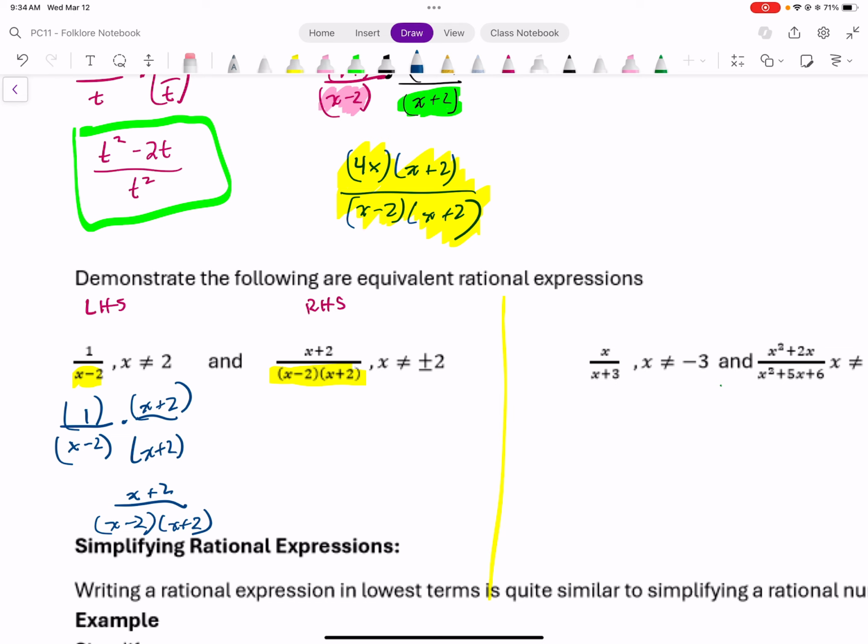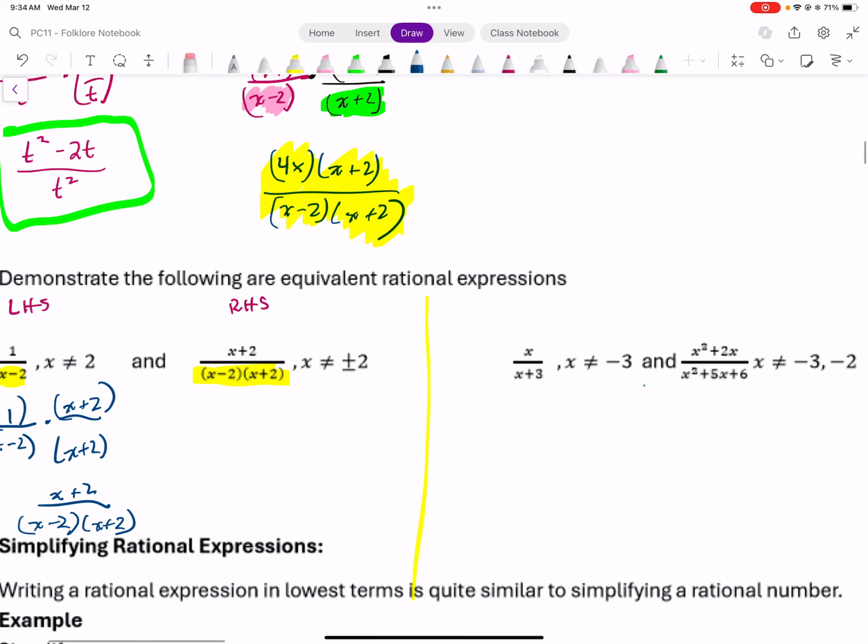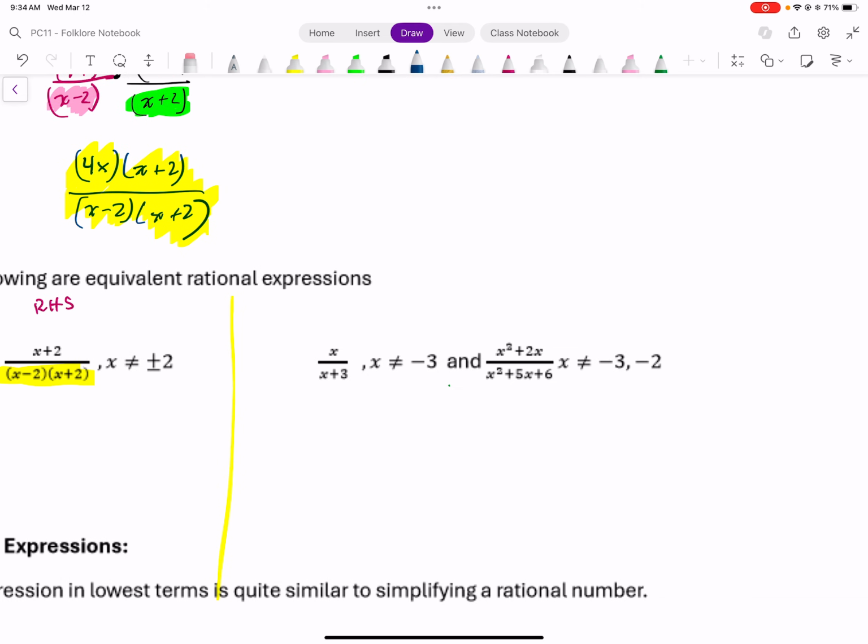All right, the bell is going. Give me one moment here. I'll try to make this quick.